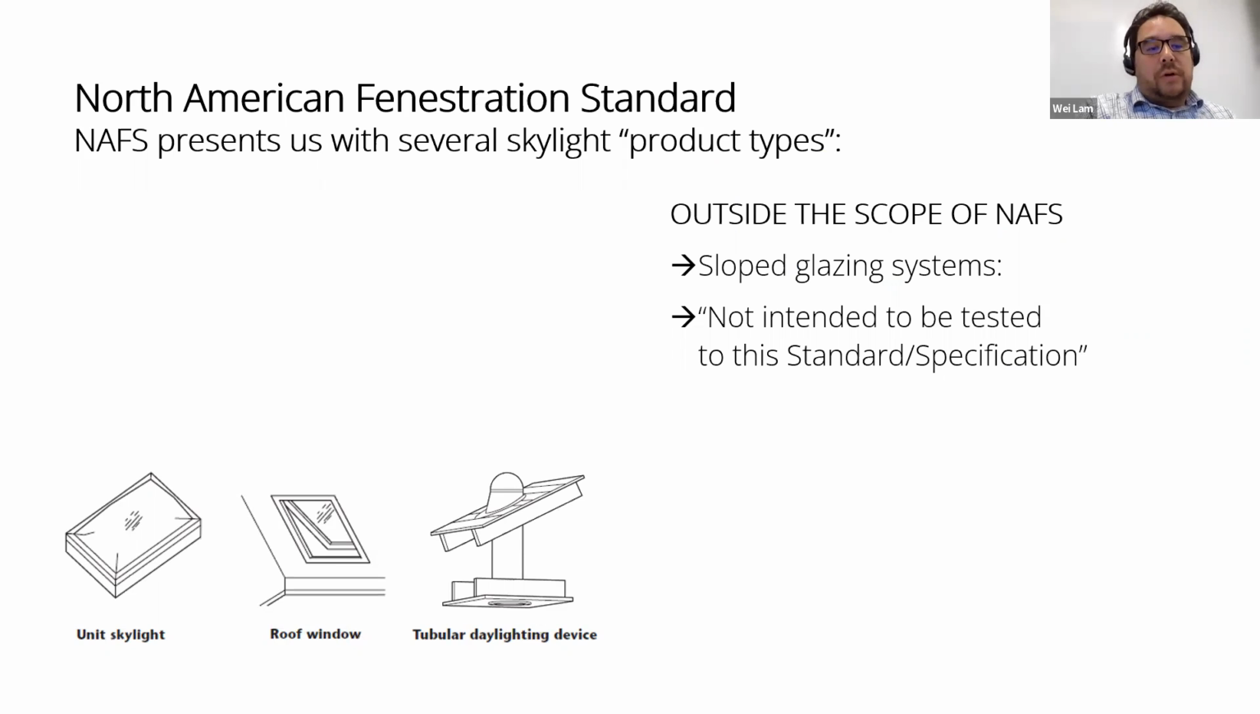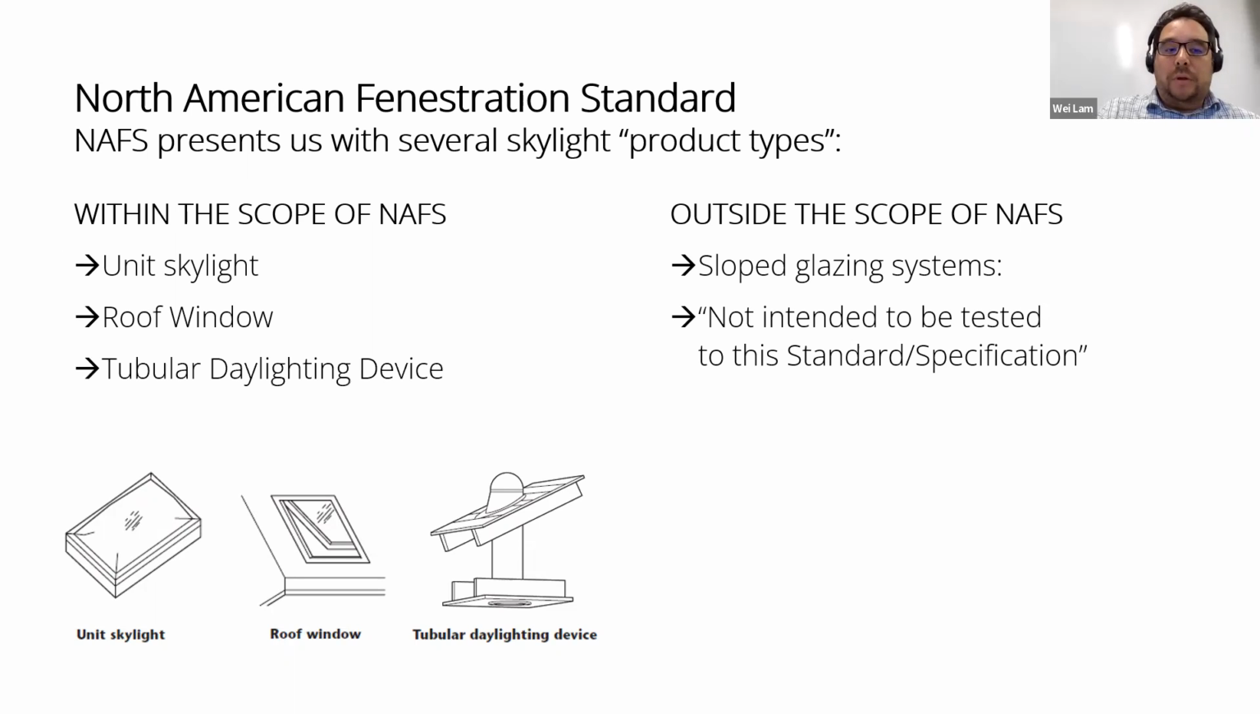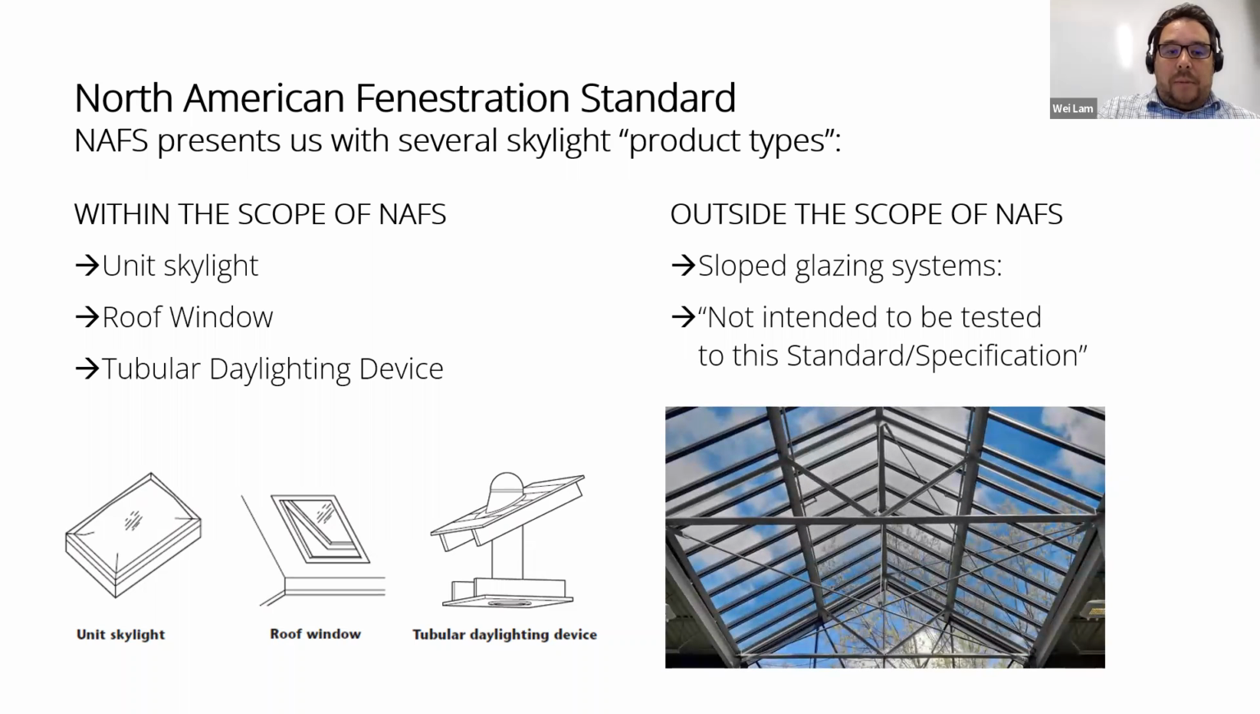The North American Fenestration Standard, NAFS, presents us with several skylight product types. Within the scope of NAFS, we have unit skylights, roof windows, and tubular daylighting devices. Outside of the scope of NAFS, or, as I call it, AMA 101, we have slope glazing systems. And what you'll see here is not unit glazing, but a system that employs purlins and girts.